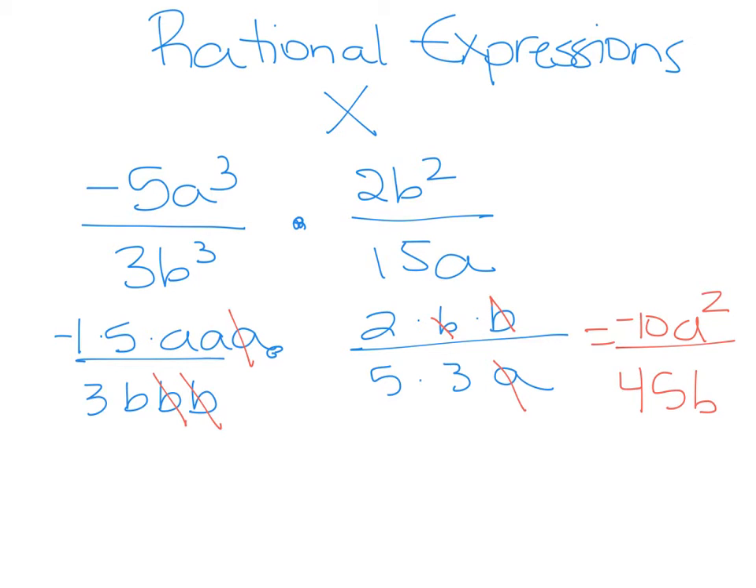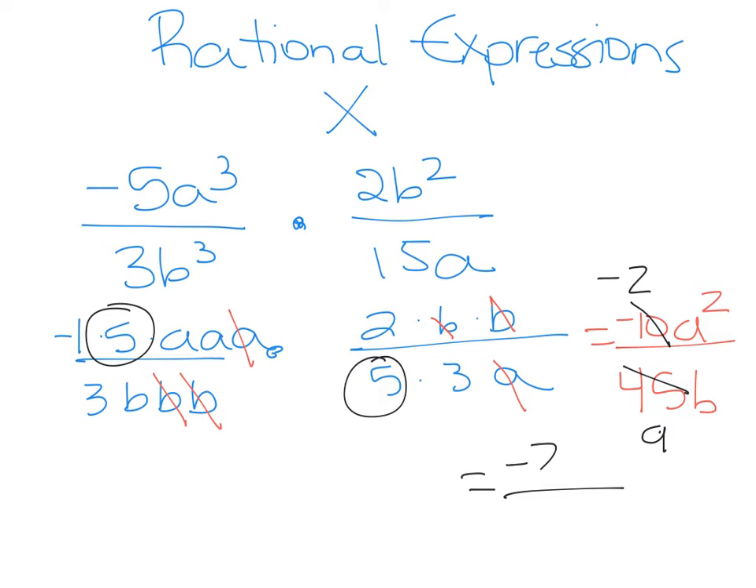Now, I just realized, and I can see it in my answer, that I have another thing in common and I totally missed it. They actually had a 5 in common back here. So I should have taken another 5 out. But if you notice it in your final answer, you can go ahead and simplify there too. I'll divide a 5 out of here, and that gives me a negative 2, and this gives me a 9. So my final answer is negative 2a squared over 9b.